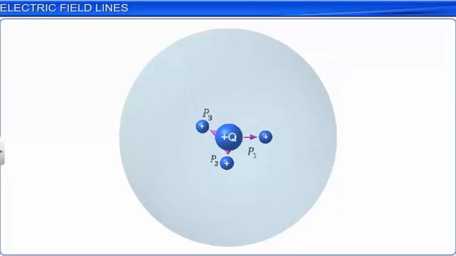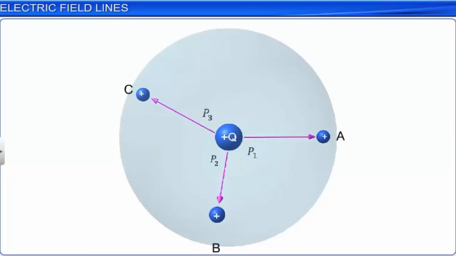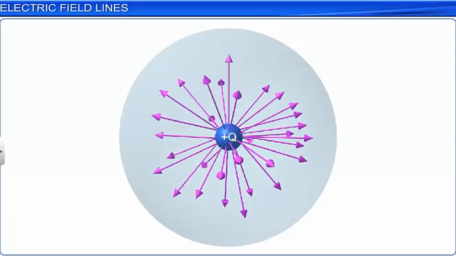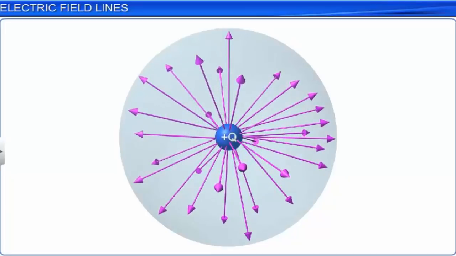Repeating this procedure for various points in the electric field, we obtain the electric field lines around the charge. Electric field lines are used to represent the electric field of a charge or a system of charges pictorially. In fact, the electric field lines follow the same direction as the electric field vector at any point in the electric field, as any electric field line is the path followed by a unit positive charge in an electric field. If we draw all the electric field lines for the electric field of the given source charge Q, the electric field lines appear as shown.